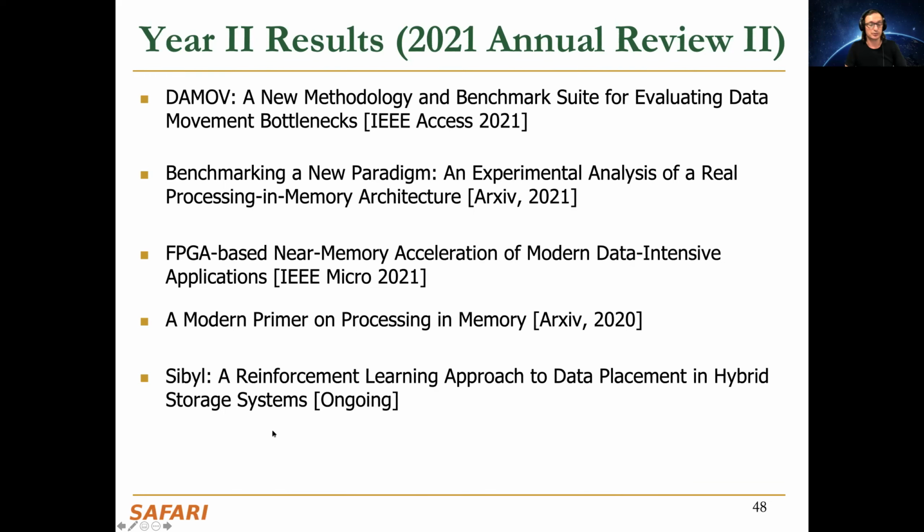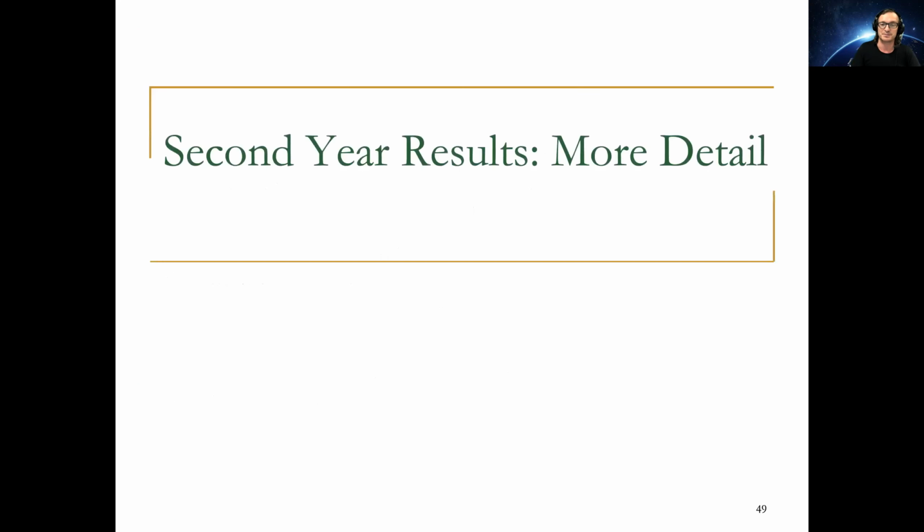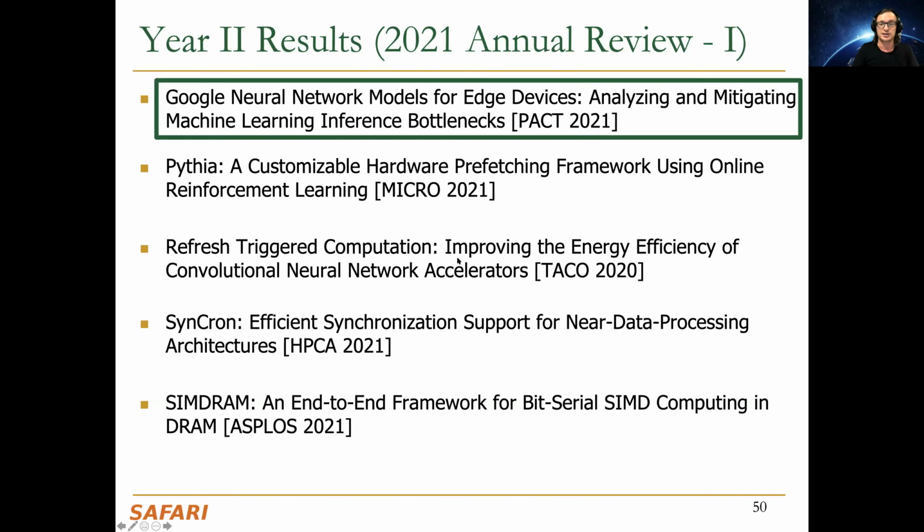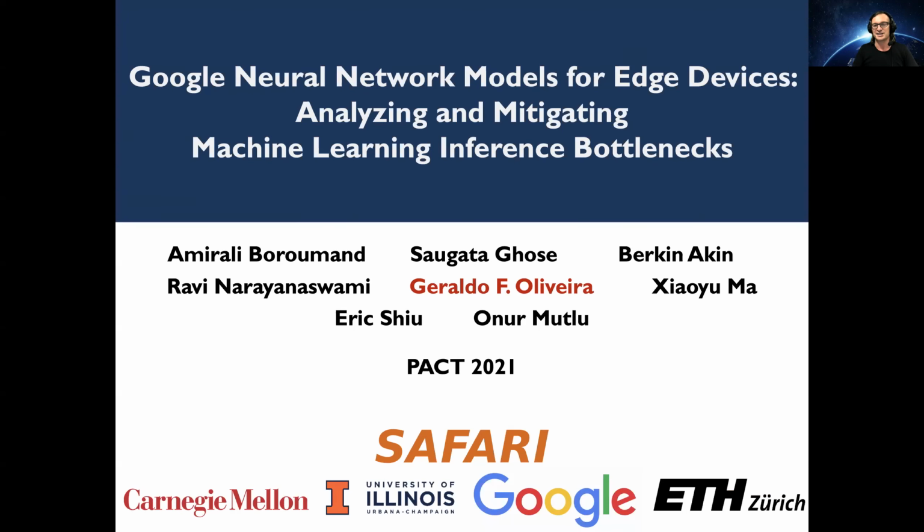As I mentioned, we also look at the use of reinforcement learning for improving other aspects of the system, like data placement in hybrid storage systems. And I have slides related to that, but probably I will not have a chance to talk about that. Now let's talk about some of these recent results in 2021, since the last review, let's say.